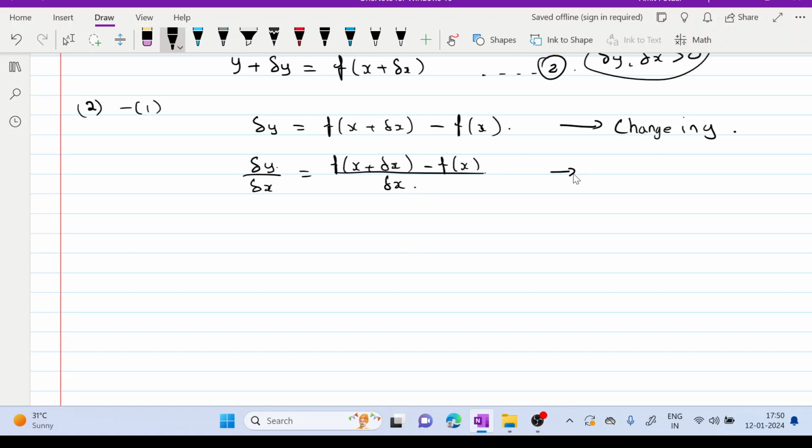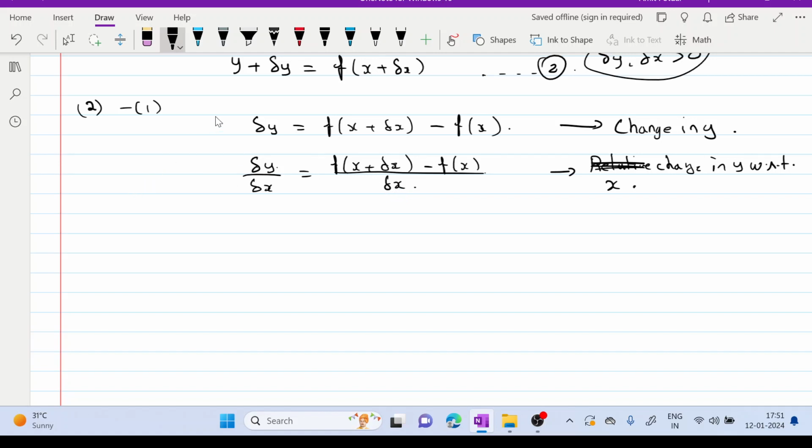Now this will be called the relative change in y with respect to its original value, or with respect to x. I won't use the word relative, so change in y with respect to x. So it's delta y by delta x is equal to f of x plus delta x minus f of x upon delta x.